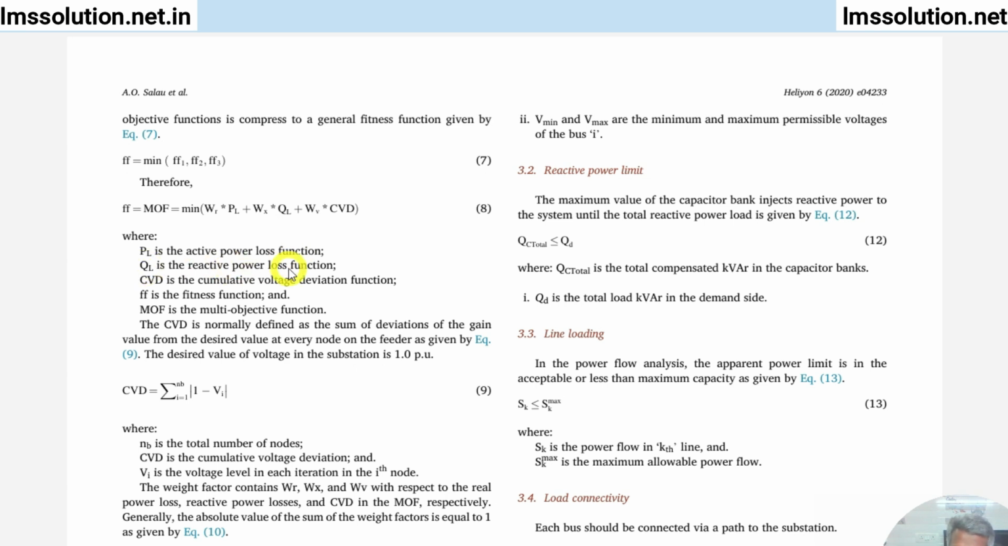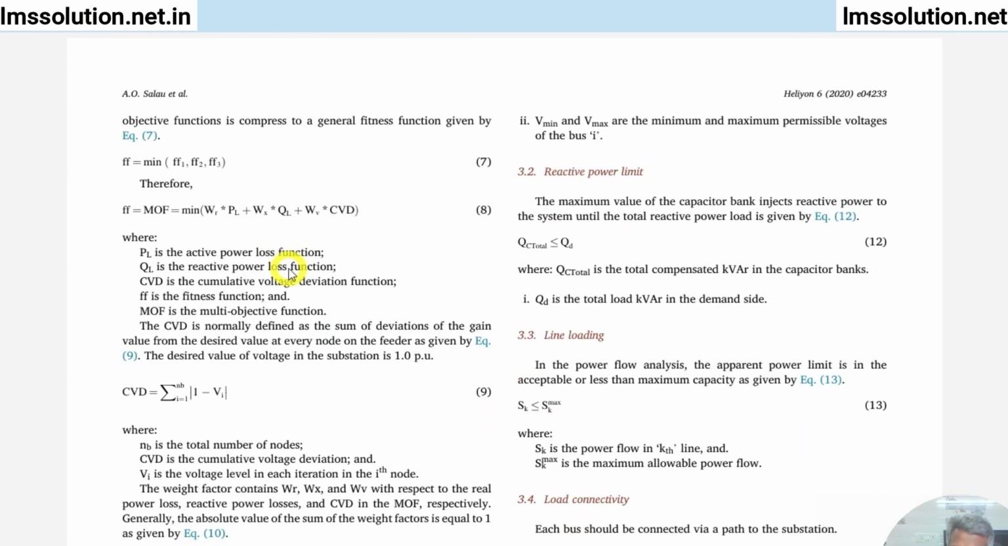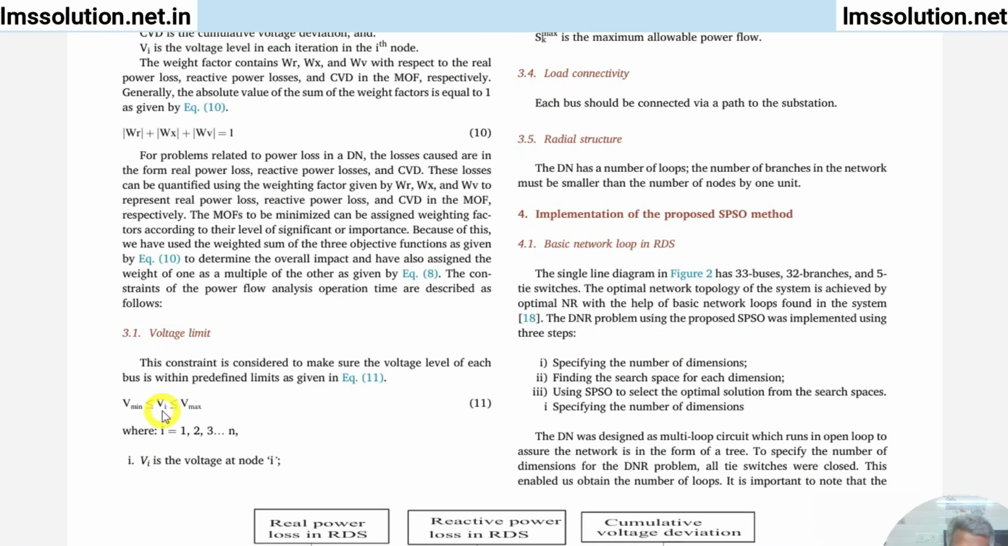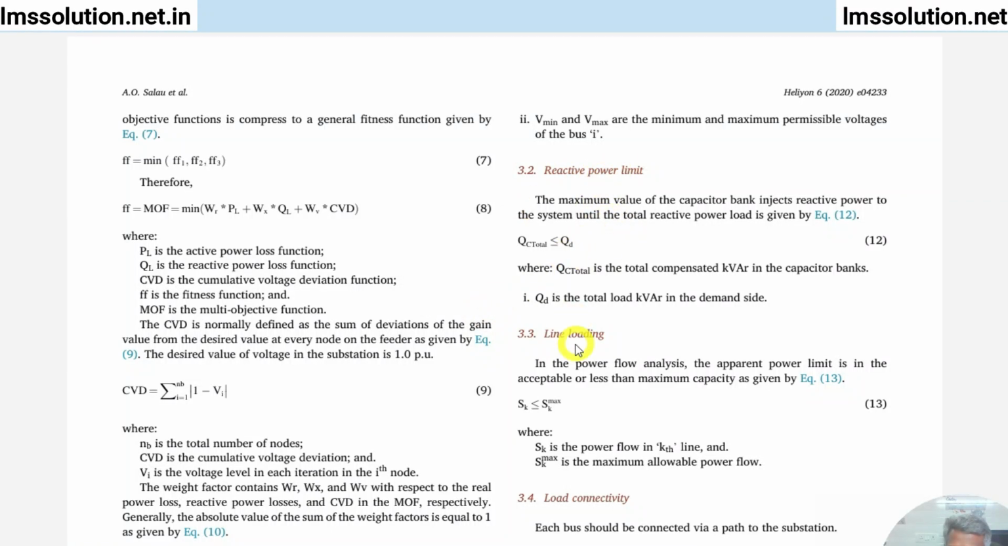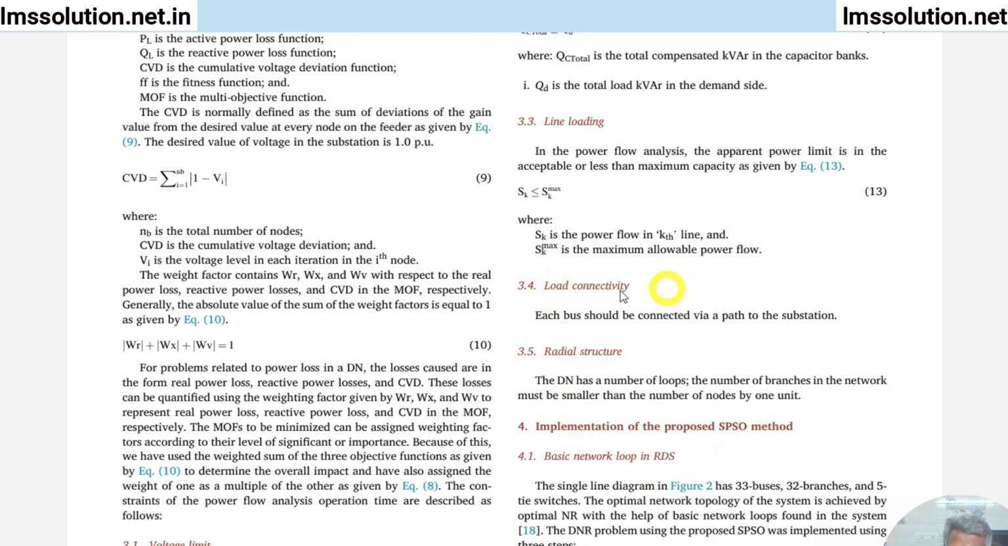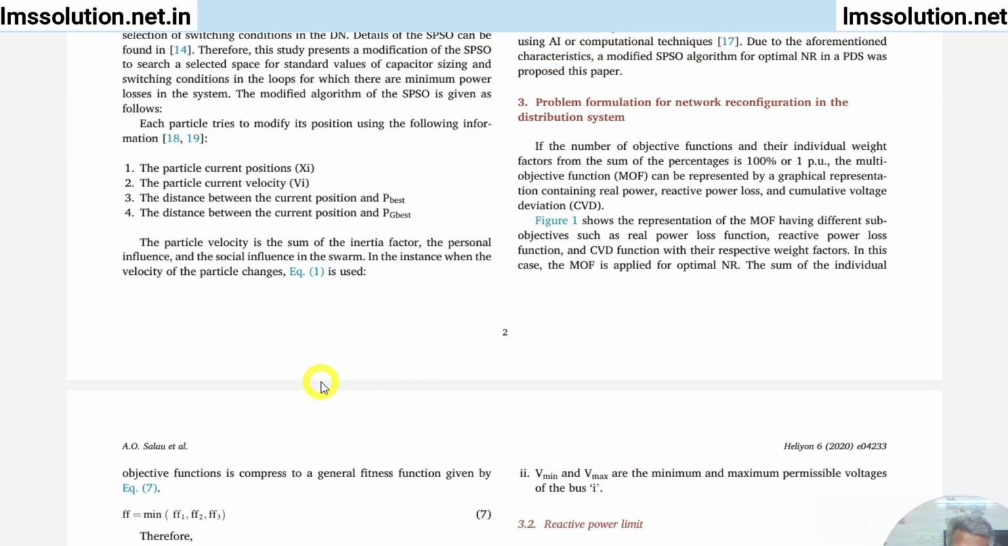Okay, so next you can see that there are some constraints, right? The voltage should be between the minimum and maximum limits. Okay, and then we have to maintain the reactive power limit, line loading limit and load connectivity. Okay, so these are the things we need to follow to implement that logic for finding the optimal configuration.